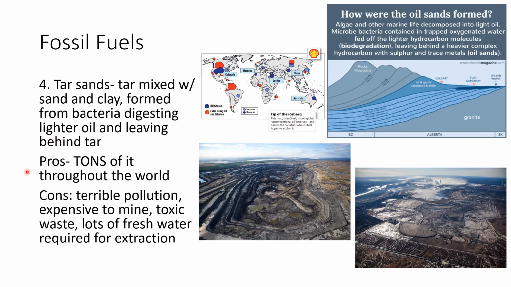Some pros of tar sands are that there are tons of this all throughout the world, especially in the United States. There's a lot of potential for mining this kind of stuff. The cons of it way outweigh the pros because the pollution that comes from burning this stuff is terrible. It doesn't burn cleanly at all. It's really expensive to mine and refine because it is mixed with all the sand and clay.